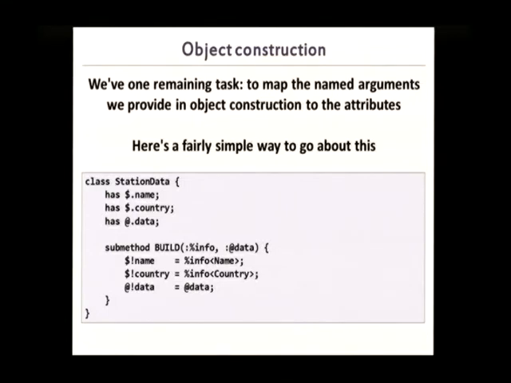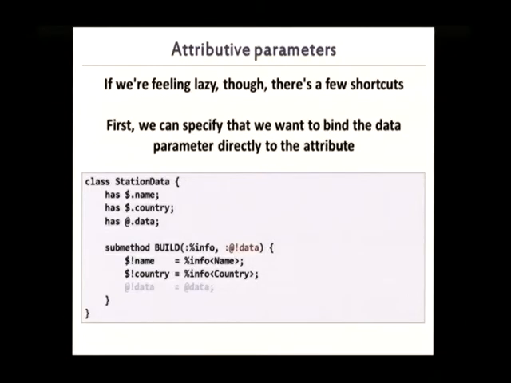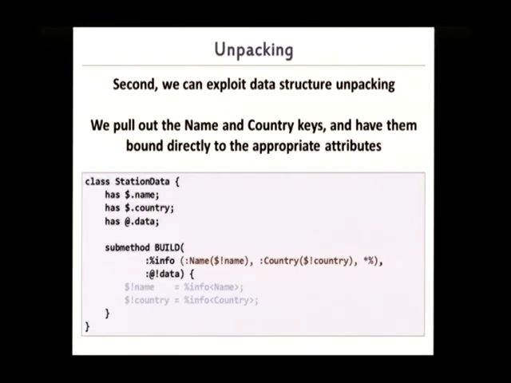It's perfectly acceptable Perl 6 code. However, I'm lazy, so let's do a couple of shortenings of this. The first thing is that you can actually just bind a parameter directly to an object attribute instead of binding it to a normal variable. So if I do that, then that line goes away, and that just goes in there, and we bind it straight into here. The other thing is that you can do data structure unpacking as well, meaning that I can take info, the hash, and write another signature which takes the hash, pulls out the name and shoves it into the name attribute, and pulls out the country and shoves it into the country attribute, and that star percent there means ignore all the rest of the values that are in the hash. So basically we've done the whole thing with declarative programming rather than actually having to write any code. So not bad.